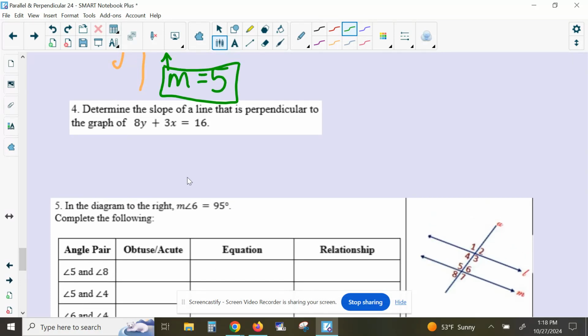All right, number 4 here. I wanted to determine the slope of a line that is perpendicular to the graph of 8y plus 3x equals 16. So key information here, I only want the slope. So that means I only want m, so don't be extra and give them more than they want. And we want the one that's perpendicular.